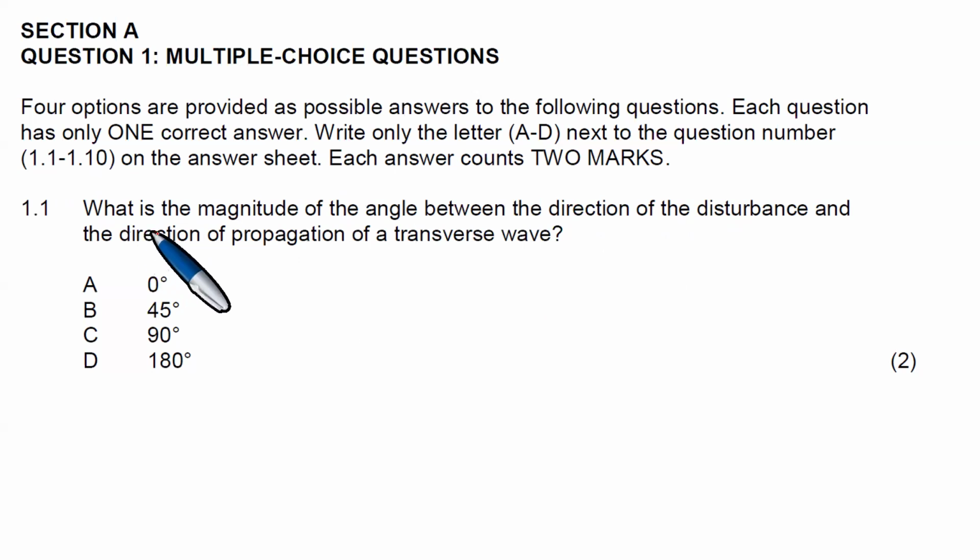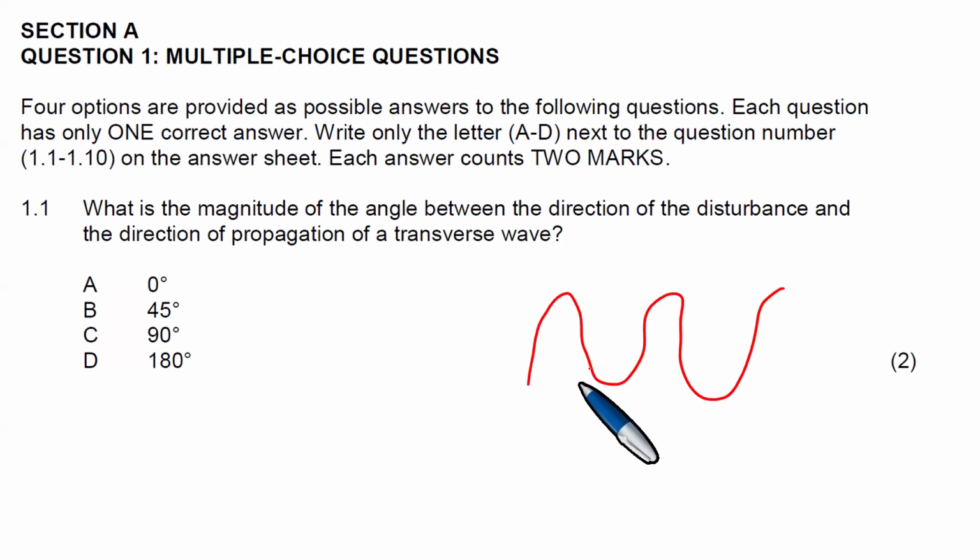Right, what is the magnitude of the angle between the direction of the disturbance and the direction of propagation of a transverse wave? Here's a wave that does this kind of motion. If you understand, the wave is actually moving in that direction and it keeps moving up and down, then up, etc. In the direction of propagation, it's that way. So what is the magnitude of the angle between the direction of disturbance and the direction of propagation?